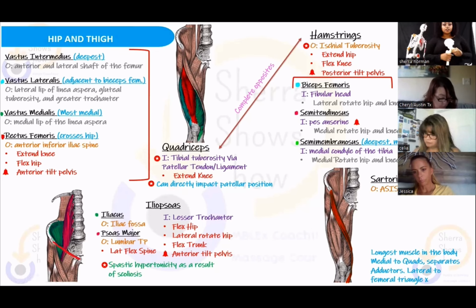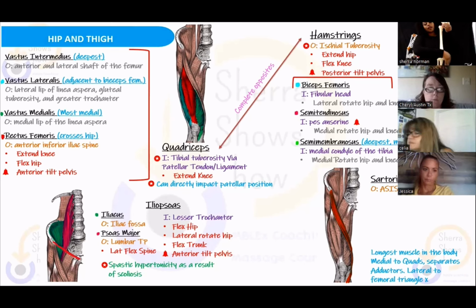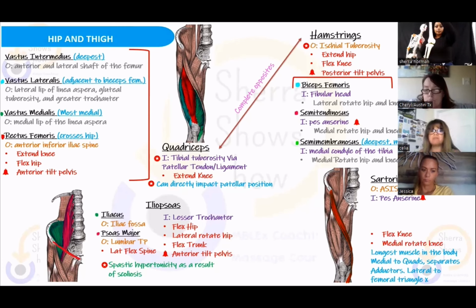Starts on the anterior superior iliac spine. So here's rectus femoris at the anterior inferior. Here's sartorius at the anterior superior iliac spine, okay? Comes down, wraps around the thigh, goes again to the pes anserine. So right off the bat, we already know it flexes the knee and medially rotates the knee.